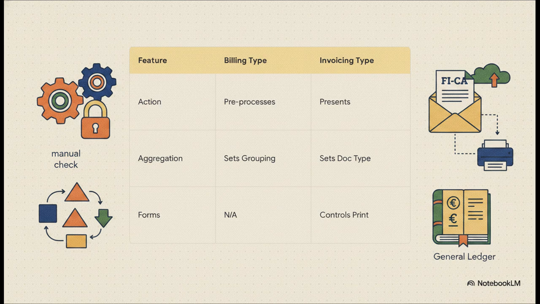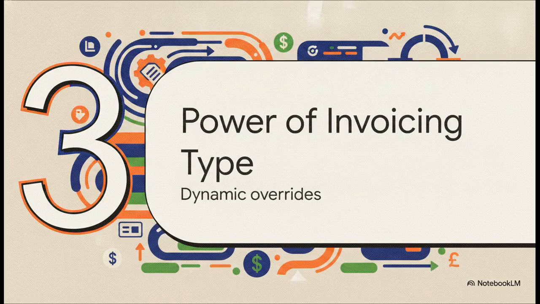It controls exactly which application form is printed out. It assigns the specific FICA document types, and it even triggers optional invoicing functions. Which brings us to the true power of the invoicing type. Let's explore how dynamic overrides actually build that final presentation for the customer.